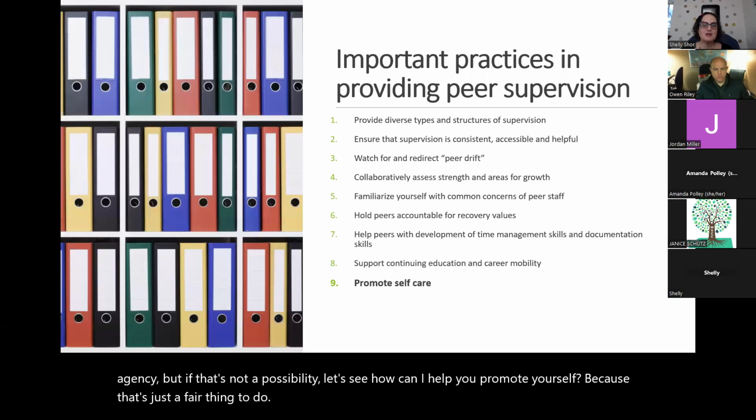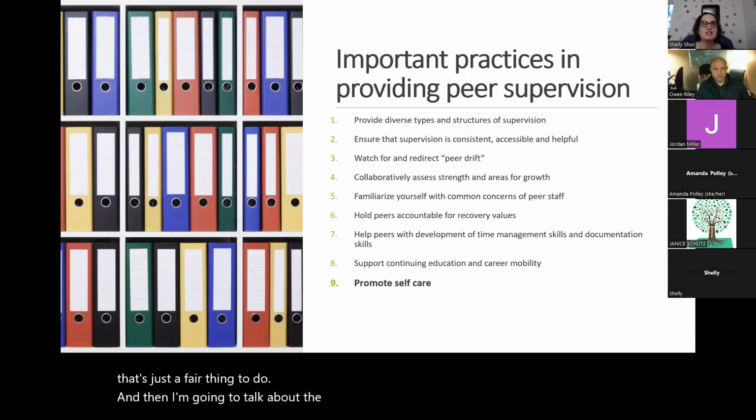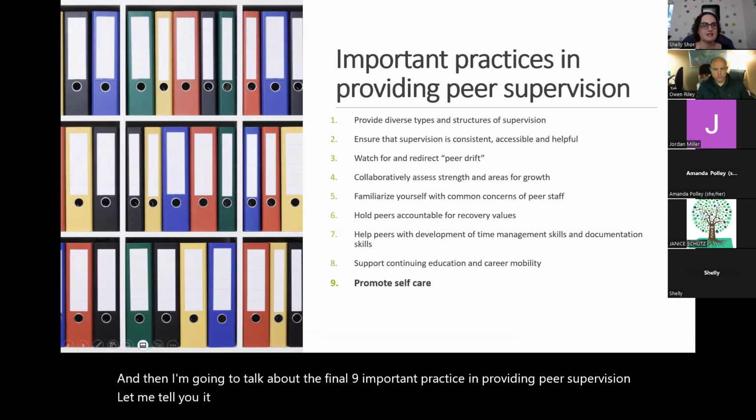And then I'm going to talk about the final number 9 important practice in providing peer supervision. Let me tell you, it was hard to have 9. I'm a very symmetrical person, and I was like, I need a 10, but we have a 9. And that's promoting self-care.